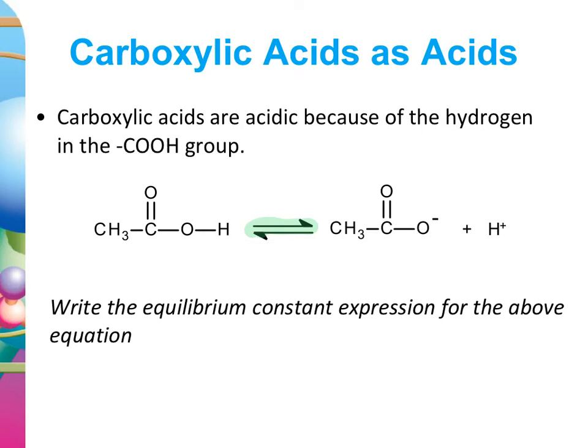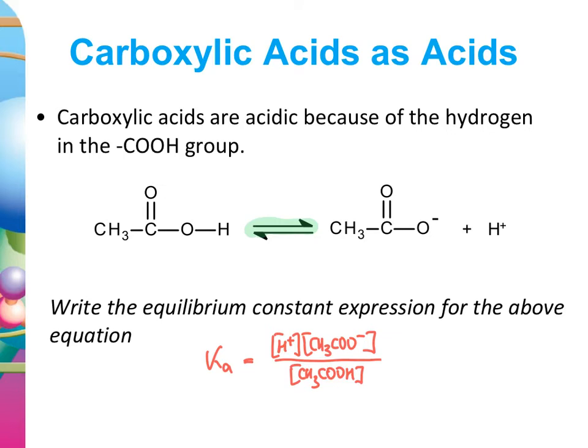That means we can write an equilibrium constant. So if we look at the one on this slide, which is ethanoic acid, pause the video and write the equilibrium constant expression for that equation. So hopefully you wrote that expression. On the top, we've got the concentration of the H+ ions and the concentration of the ethanoate ions, and on the denominator we've got the concentration at equilibrium of the ethanoic acid molecules.